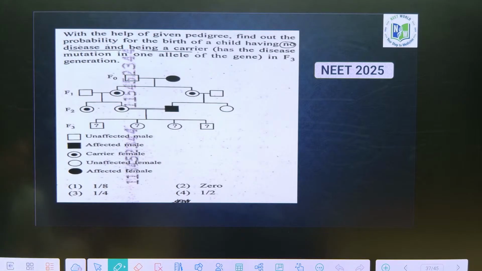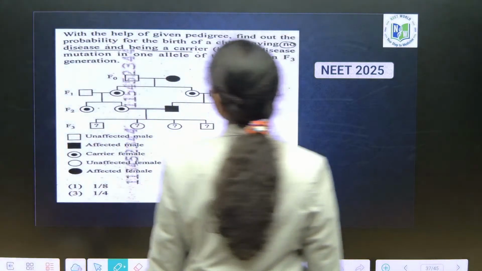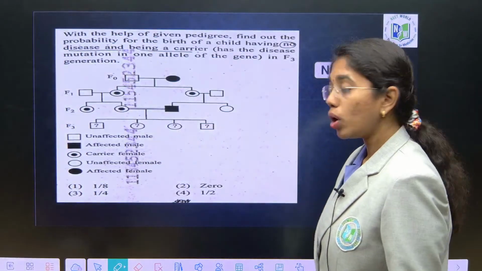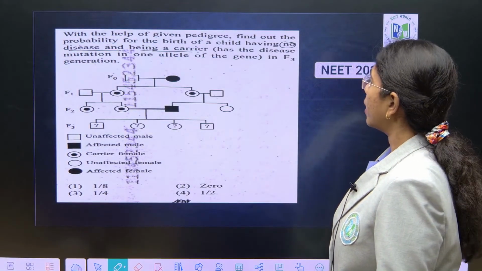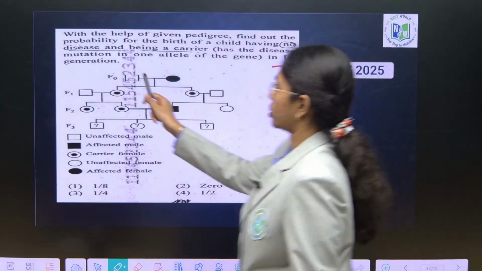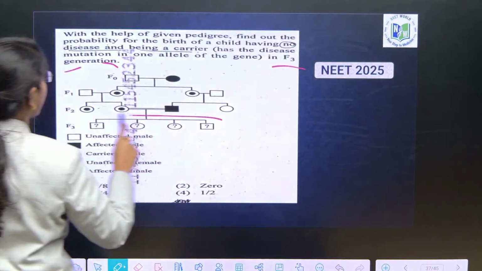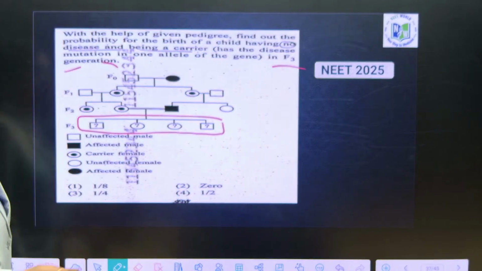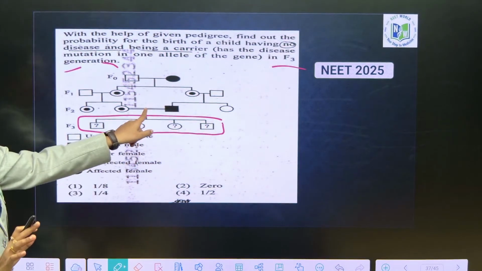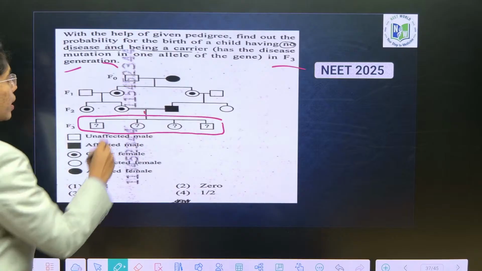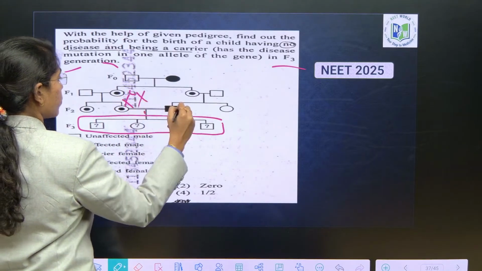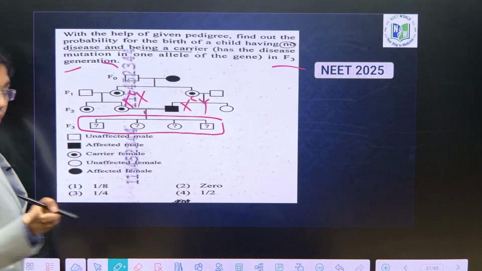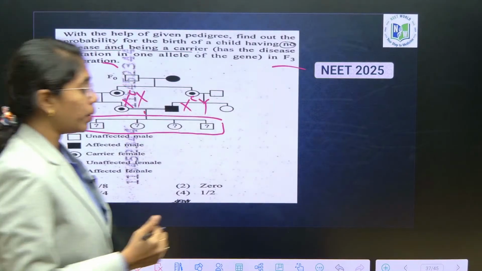With the help of the given pedigree, find out the probability of the birth of a child having no disease and being a carrier. In which generation? F3 generation. In F3 generation, you have to identify having no disease but a carrier. Okay. Let us suppose this is what? Cross between carrier female and affected male. Do and tell me. What will be the probability?